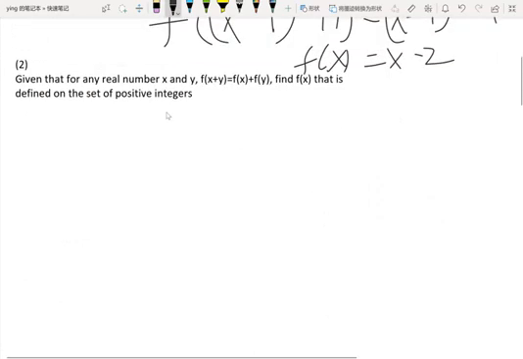And the second question. The second question says that for any real numbers x and y, this relationship stands, and we want to find f(x) that is defined on a set of positive integers. So for this question, our solution would be this. Firstly, we want to prove the following relationship.